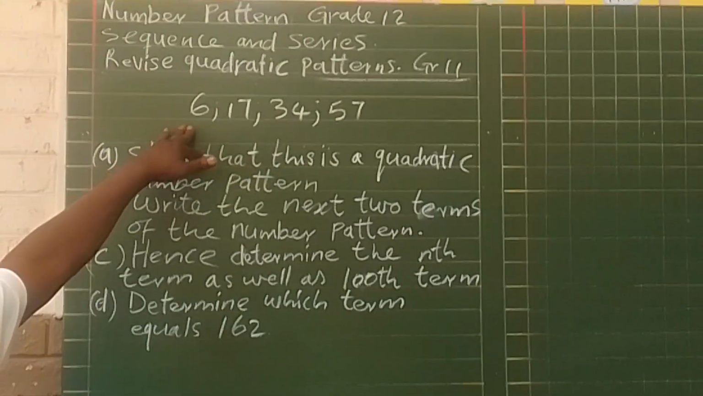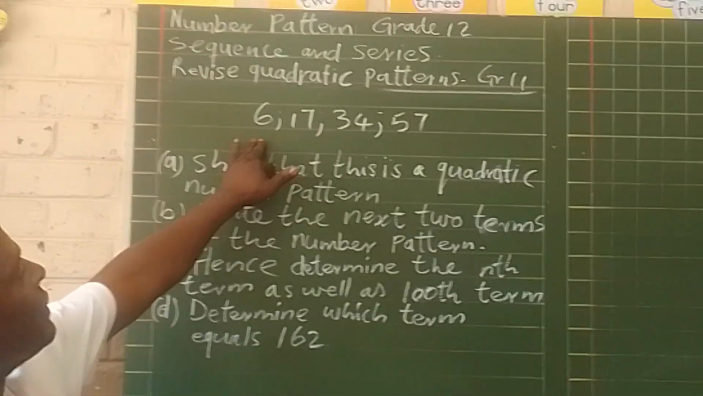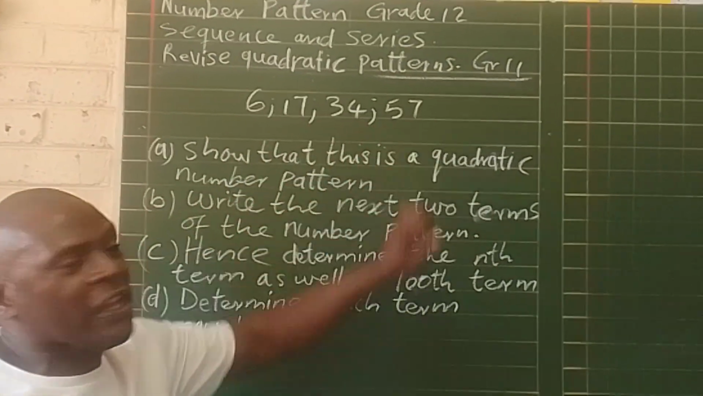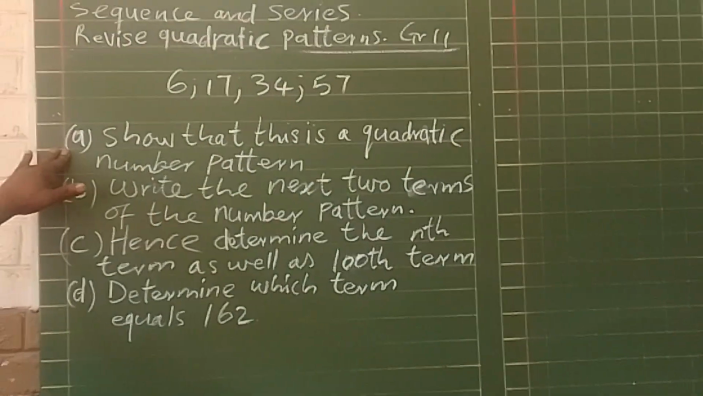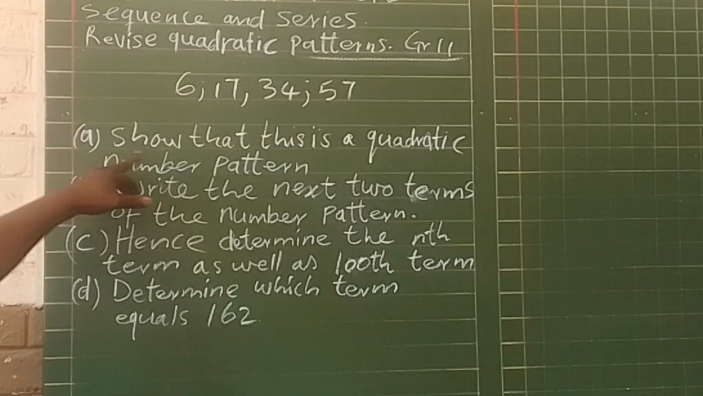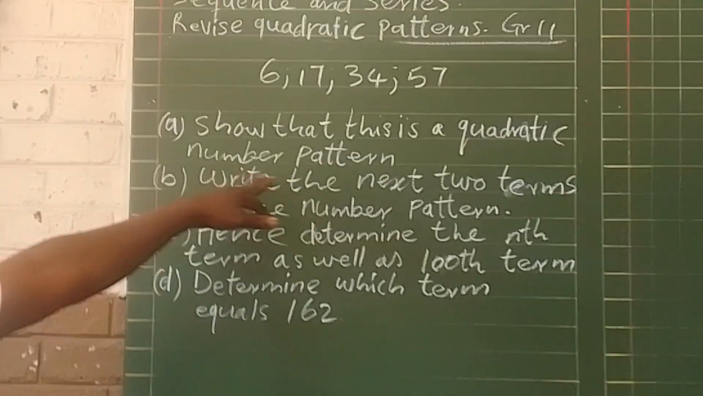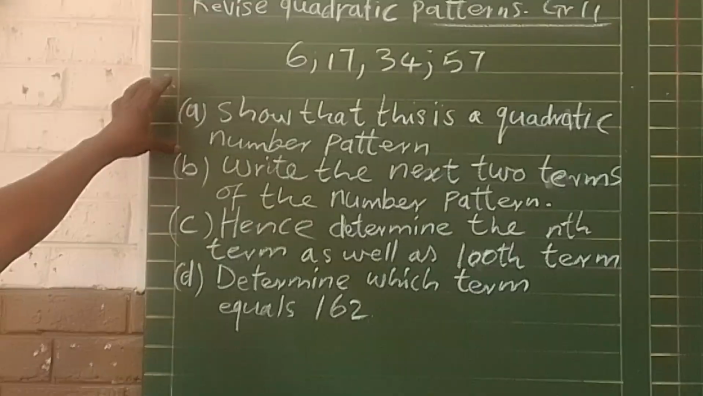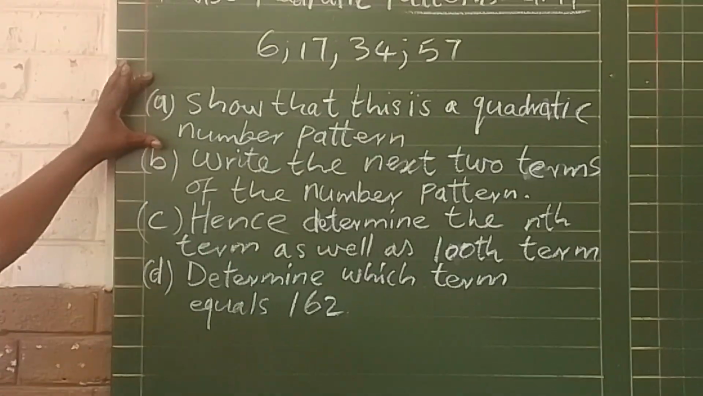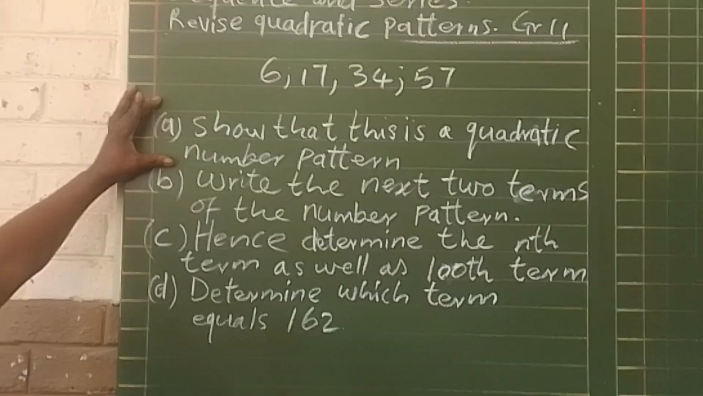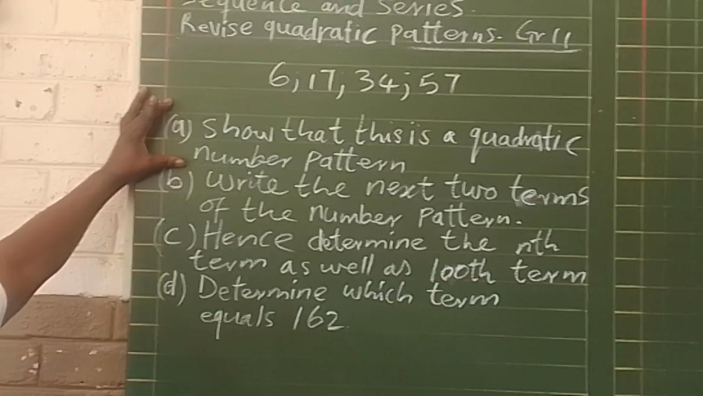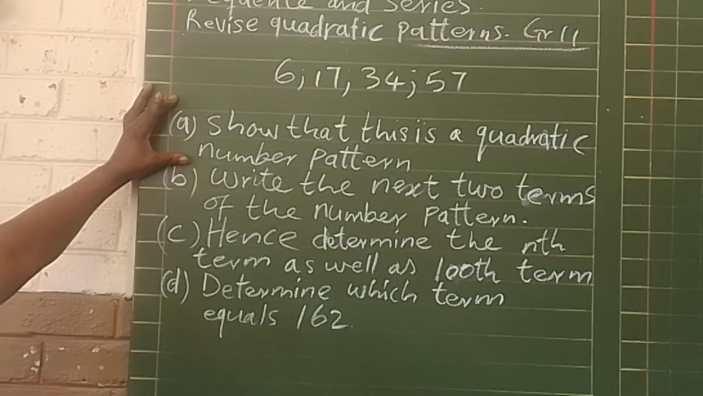You are given the sequence 6, 17, 34 and 57. The question that follows is A. Show that this is a quadratic number pattern. You know what to do when you are given this. You have to prove that it's a quadratic number pattern. What is it? The second difference must be constant or common.